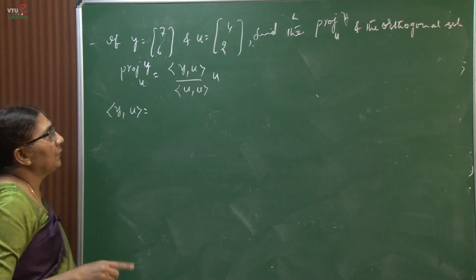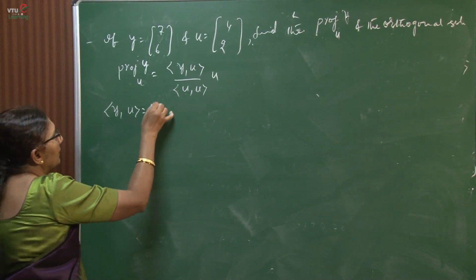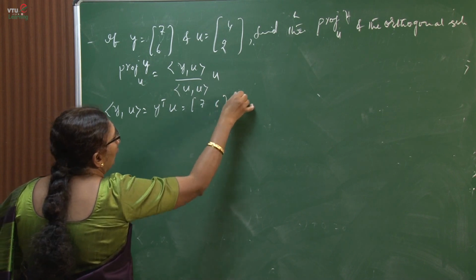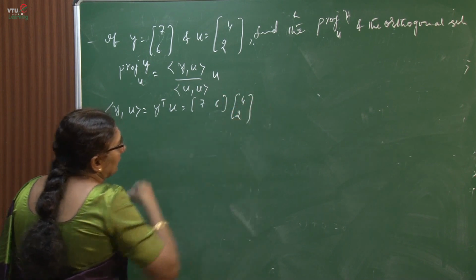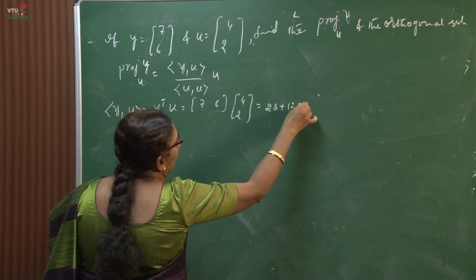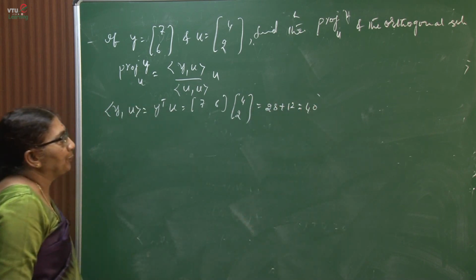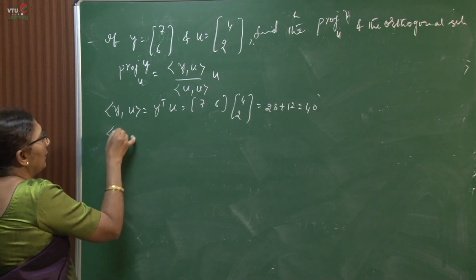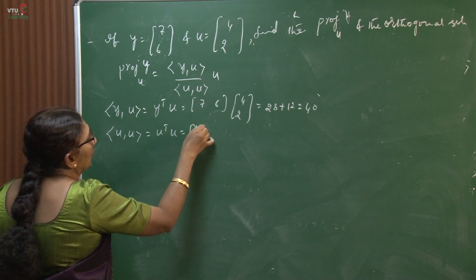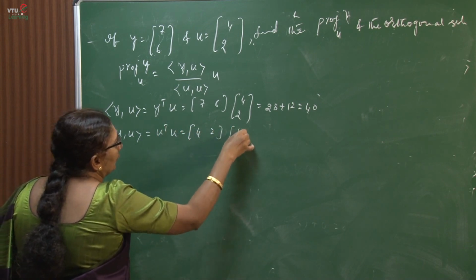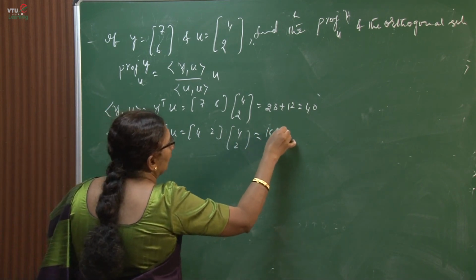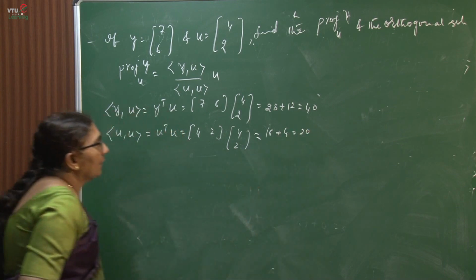They have given the vectors in the form of column vectors. What's the inner product definition? y transpose into u: (7, 6) times (4, 2). Multiplying this, we get 28 plus 12, which is 40. Next, the inner product of u comma u is nothing but u transpose into u: (4, 2) times (4, 2), the square of that value, 16 plus 4, which is 20.